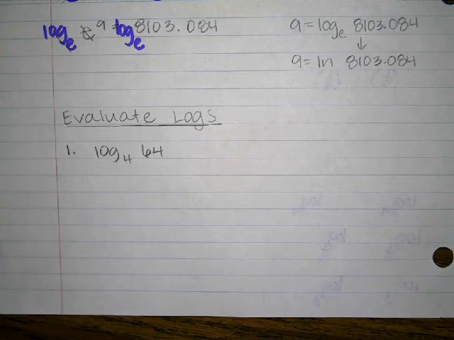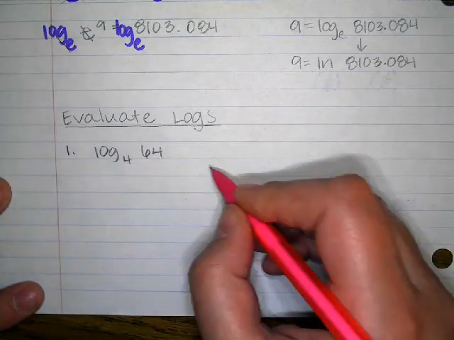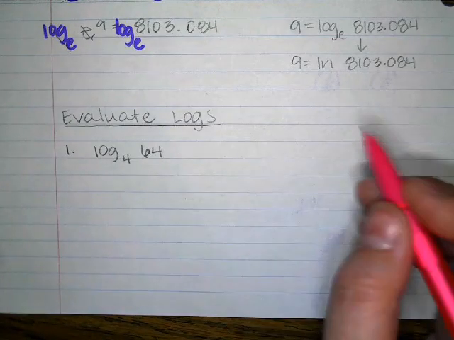So the easiest way to solve this, especially without a calculator, is to convert it into an exponential problem and think of it that way, as opposed to leaving it as a log problem. Off to the side, because the real problem doesn't have an x in it, I'm going to say log base 4 of 64 equals x.